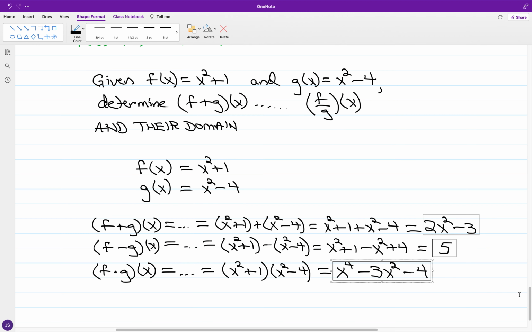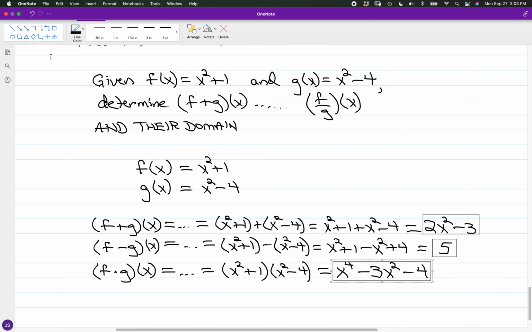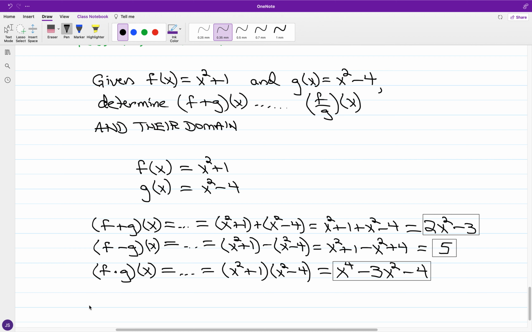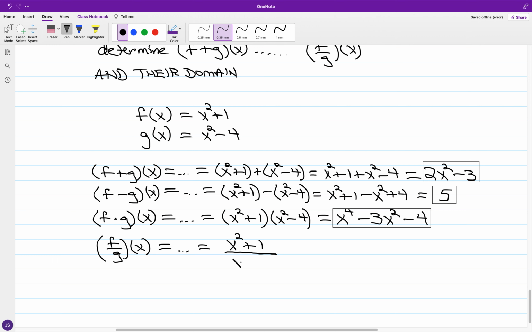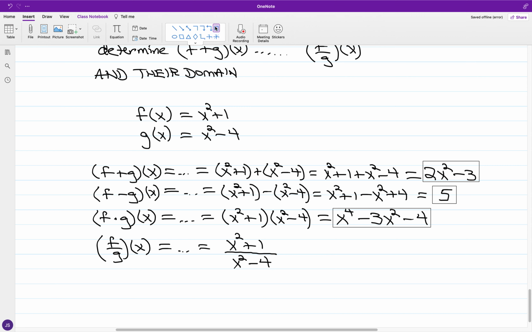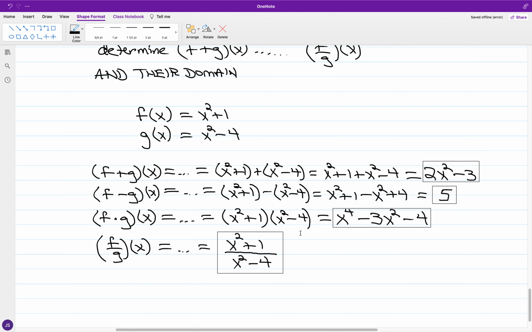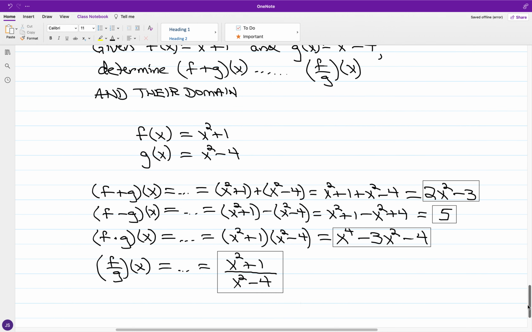And in the case of the quotient function, for f over g of x, this will ultimately translate to f of x, which is x squared plus 1, all over g of x, which is x squared minus 4. Okay, so those would be the results for these functions.